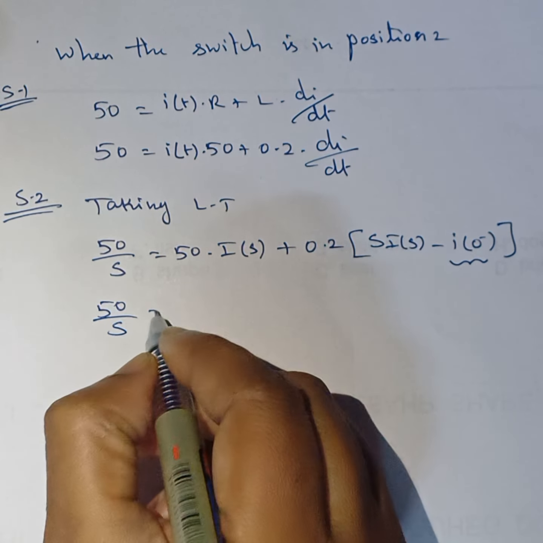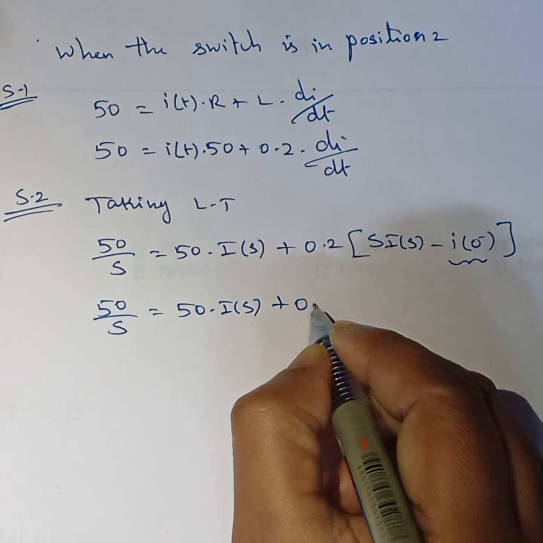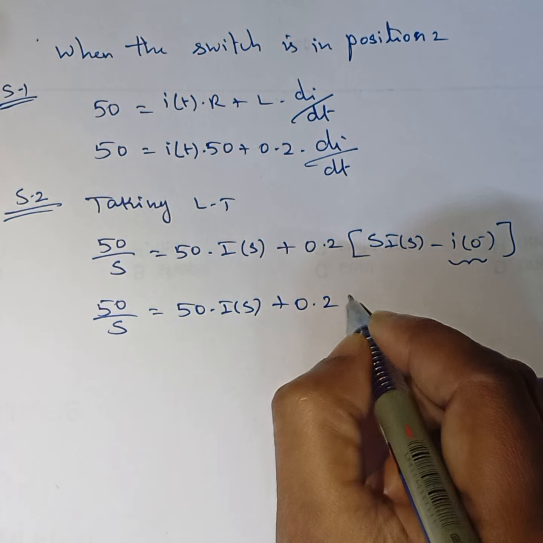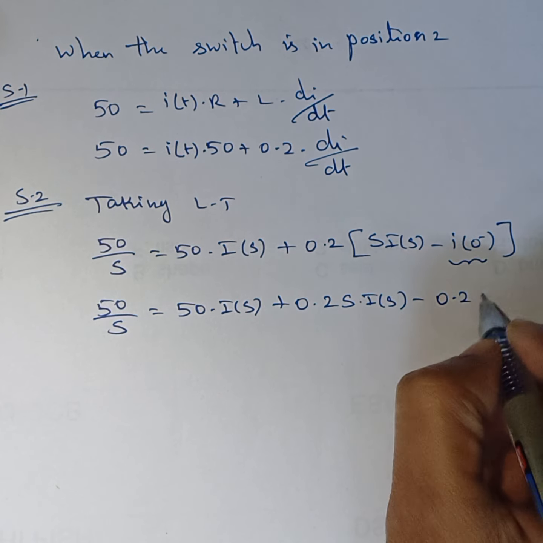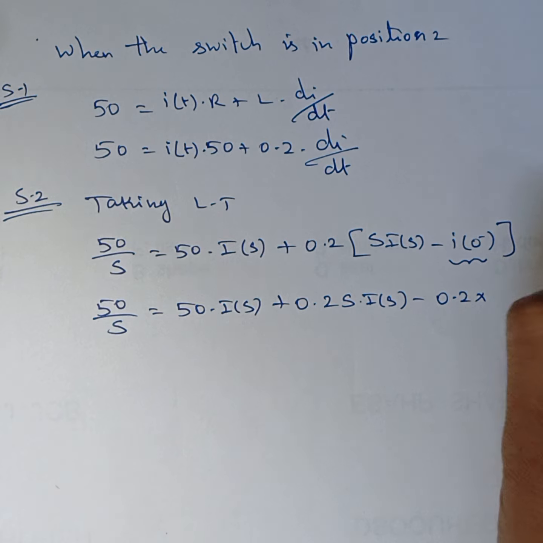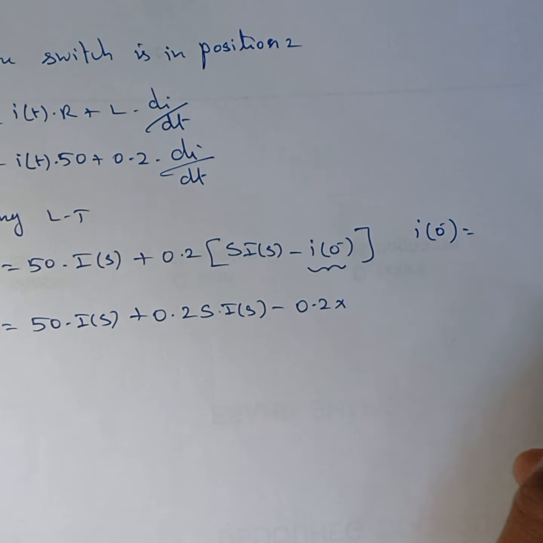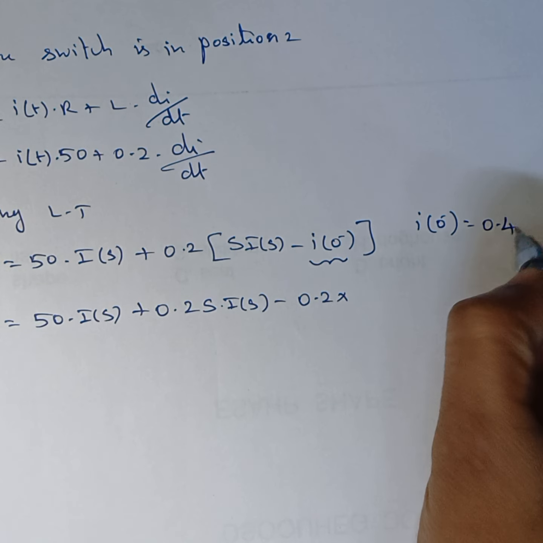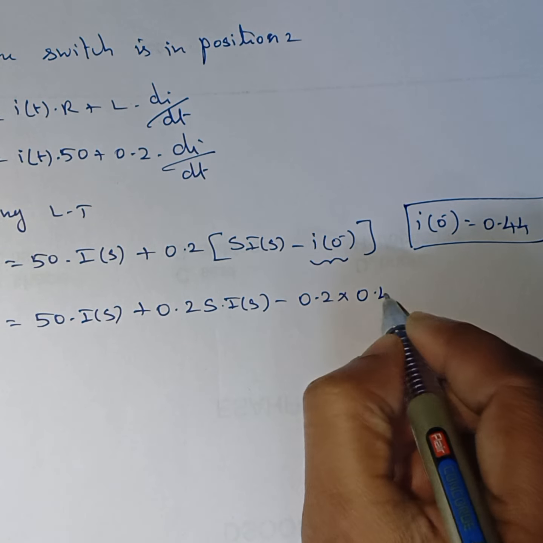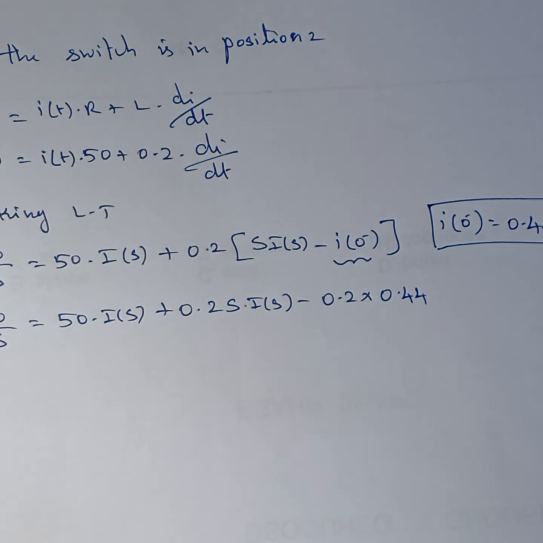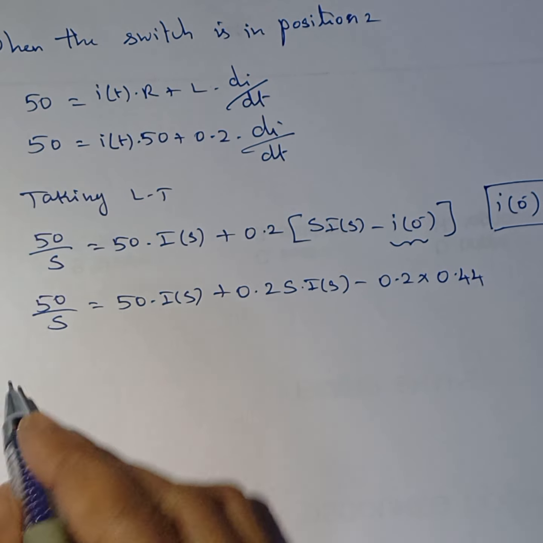Okay, so now 50 by s is equal to 50 I of s plus, I'll take this as 0.2 s into I of s minus 0.2 into I of 0 minus. Previously, at position 1, we found this as 0.44, correct? That is to be included here. Okay, very simple, only that will come here, there won't be any other changes.